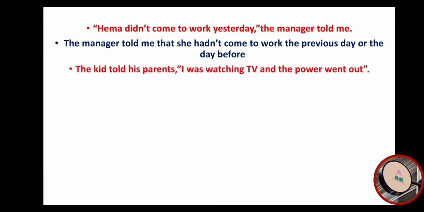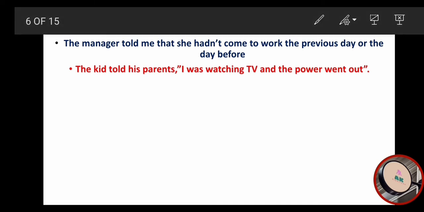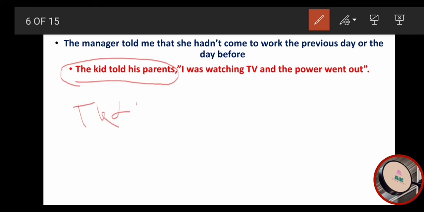Next example. The kid told his parents, I was watching TV and the power went out. The three rules, children, three rules. You have to fix those three rules in your mind. So here, the kid told his parents. So you have to put the reporting clause before. So here you can see the reporting clause. So you have to write the same thing. The kid told his parents that. Okay, don't skip that.